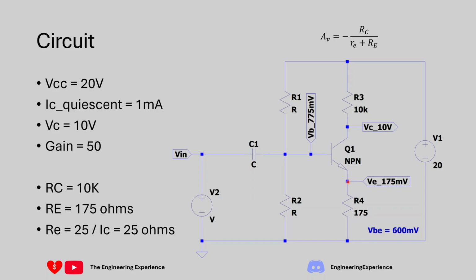Now, using Ohm's law, we calculate the current flowing down, which is V divided by R. So 175 millivolts divided by 175 ohms gives us 1 milliamp of current flowing in this path. This current is not exactly equal to the collector current, but it's pretty close and we're working on an approximation anyway. IE would be equal to IB, the current in here, plus IC, the current down here, but we're ignoring that for the solution.